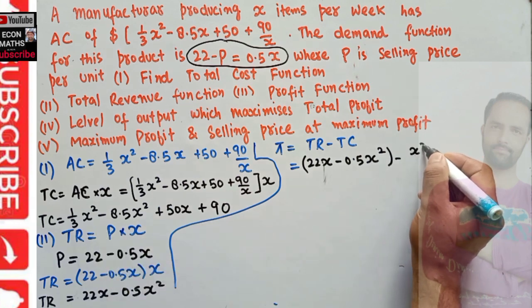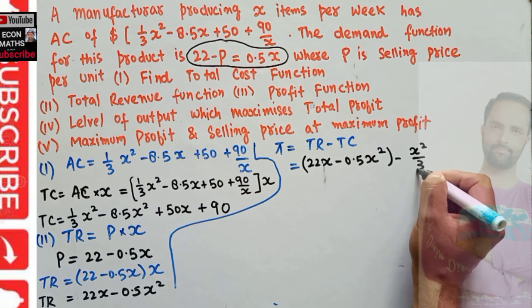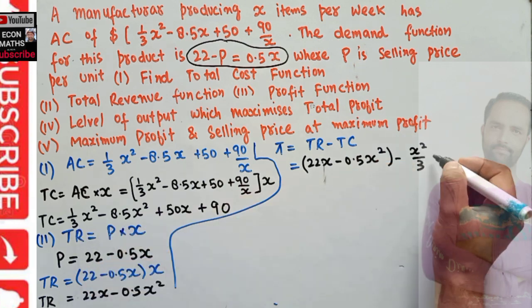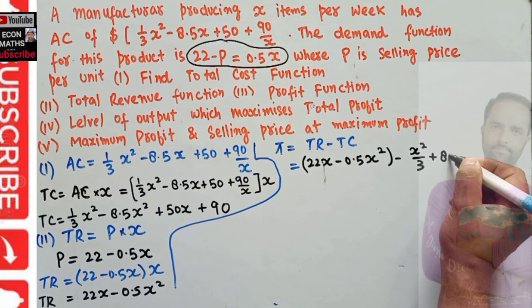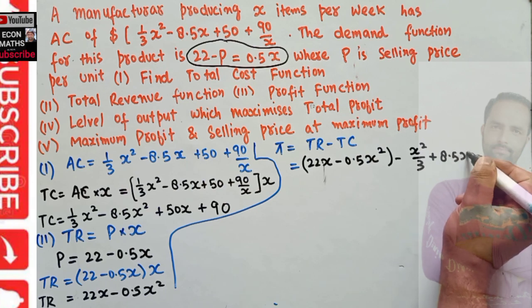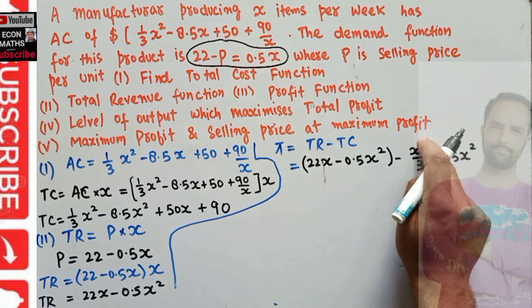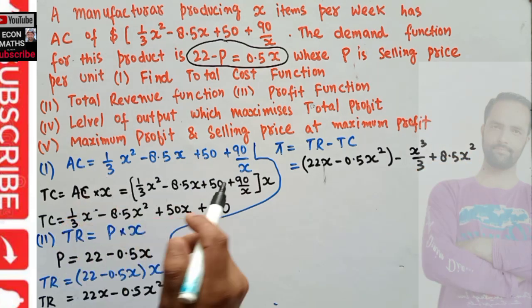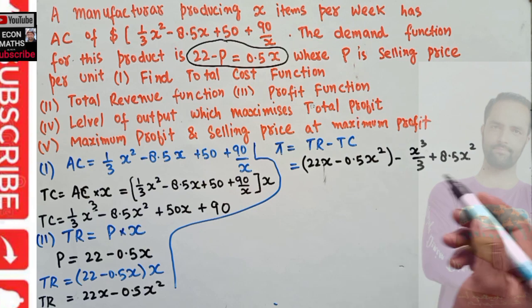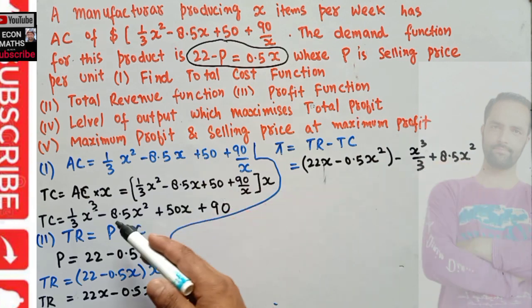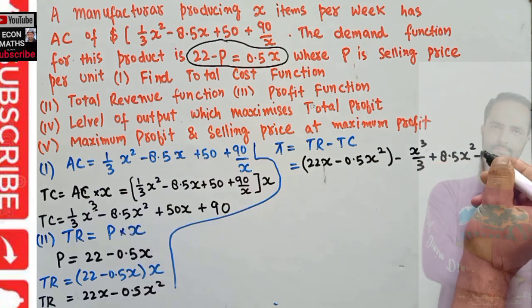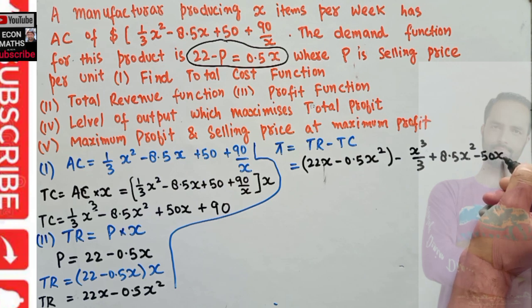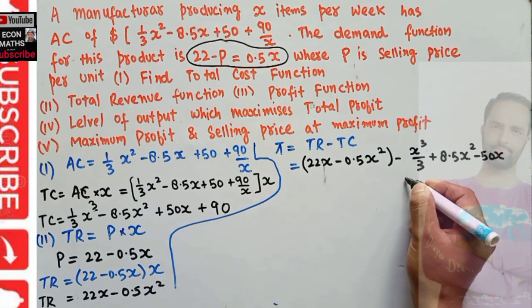It is x cube upon 3. So then we have plus 8.5x square. Here it is cube, sorry. So x into x is x cube. Then it will become minus, then we have minus 50x, then we have minus 90.